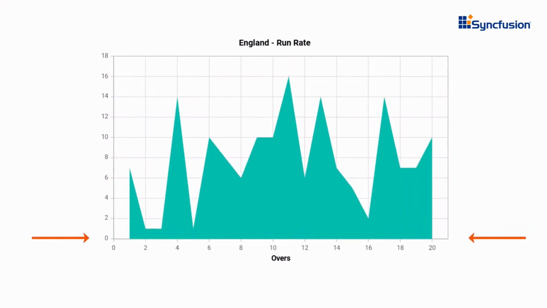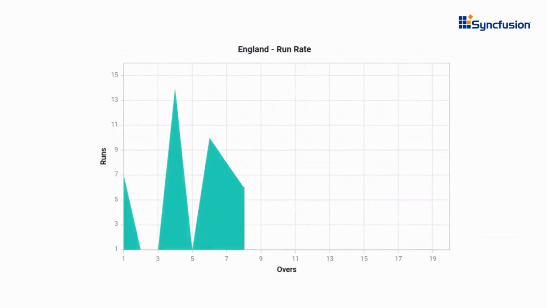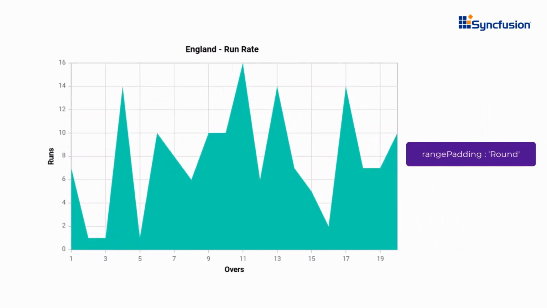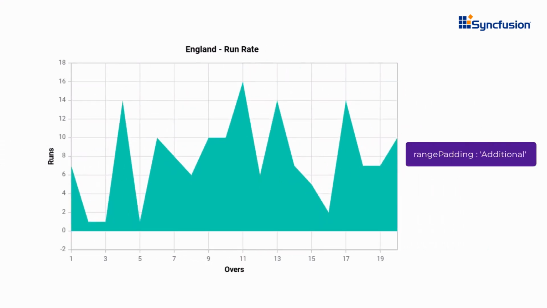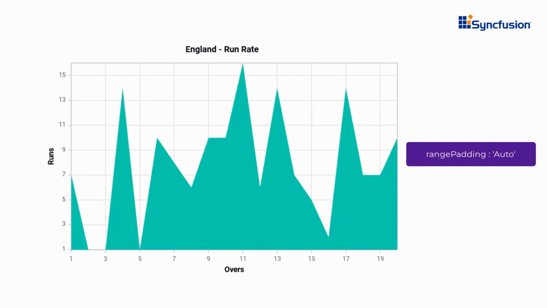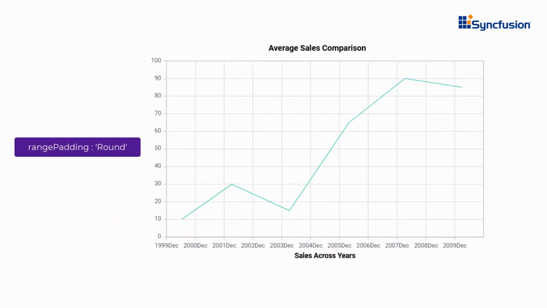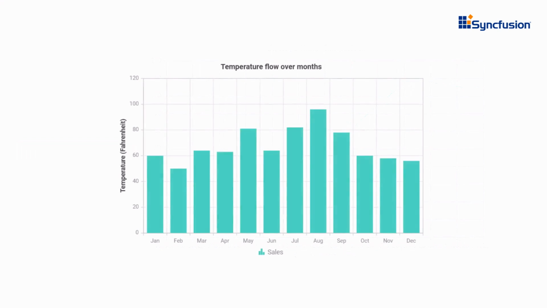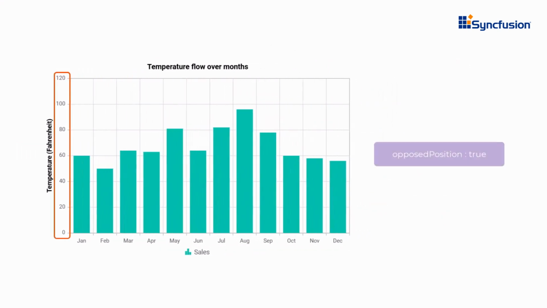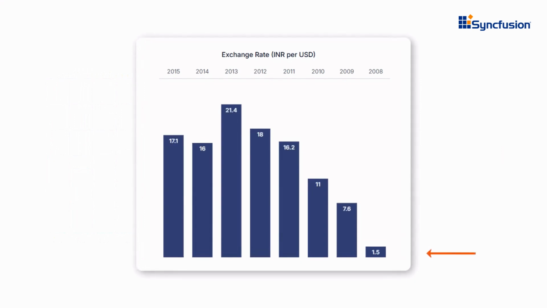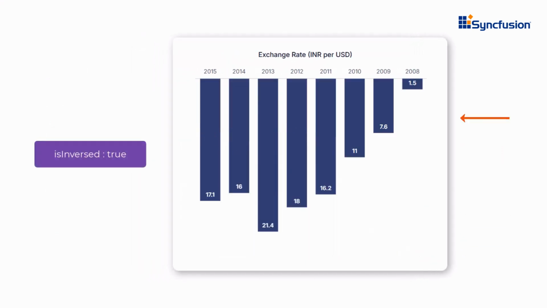You can control their range manually by setting minimum and maximum properties for the axis. To make sure your points don't touch the edges, use range padding, with options like round, additional, normal, or auto for numeric axis, while date-time axes support none, round, and additional. Need to flip the axis to the other side? Turn on opposed position. Want the numbers reversed, so larger values appear near the origin? Just set is inversed to true.